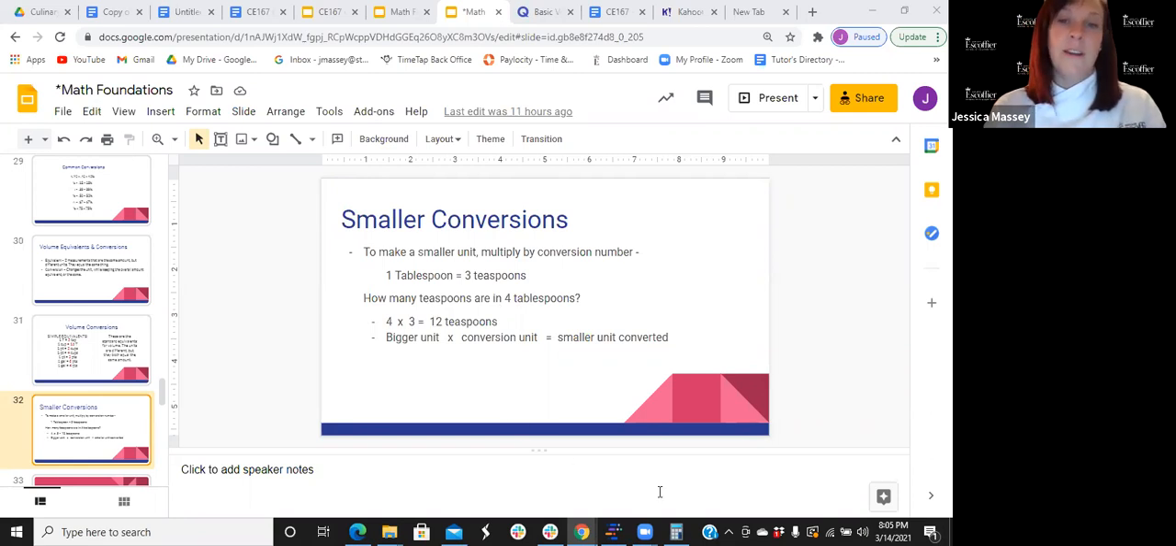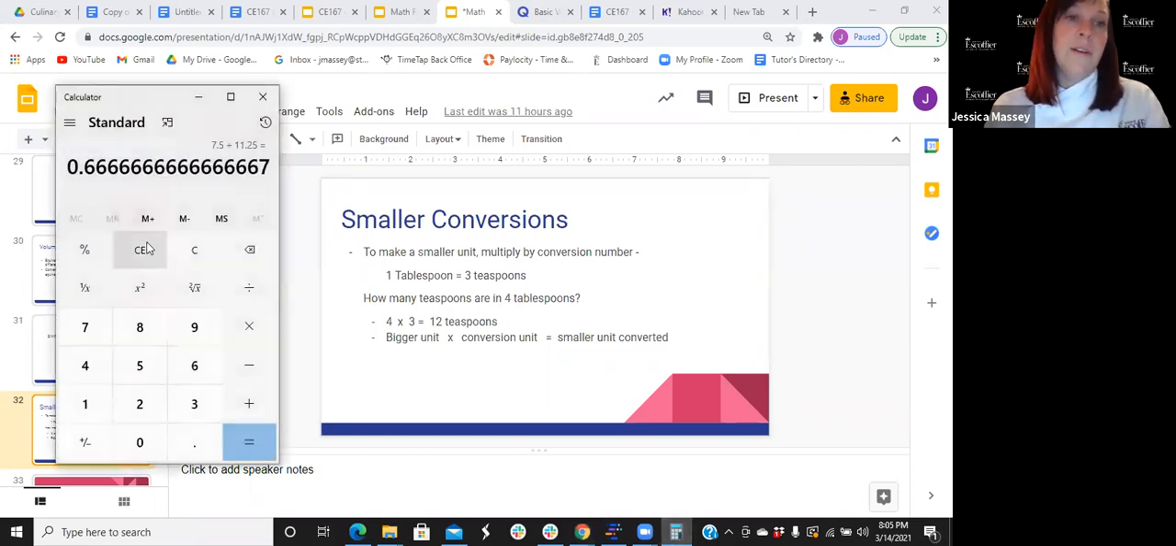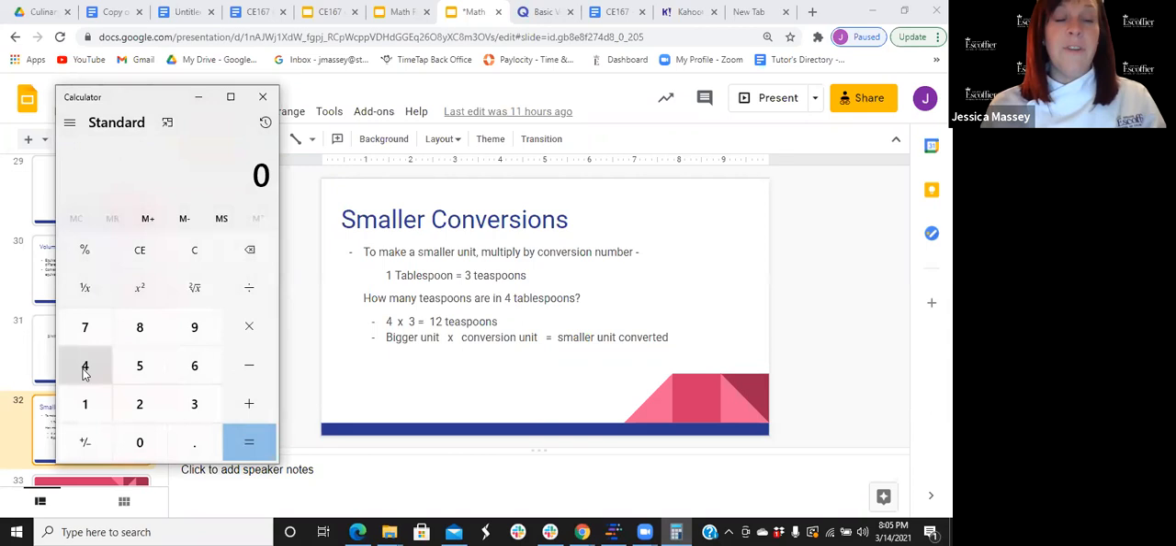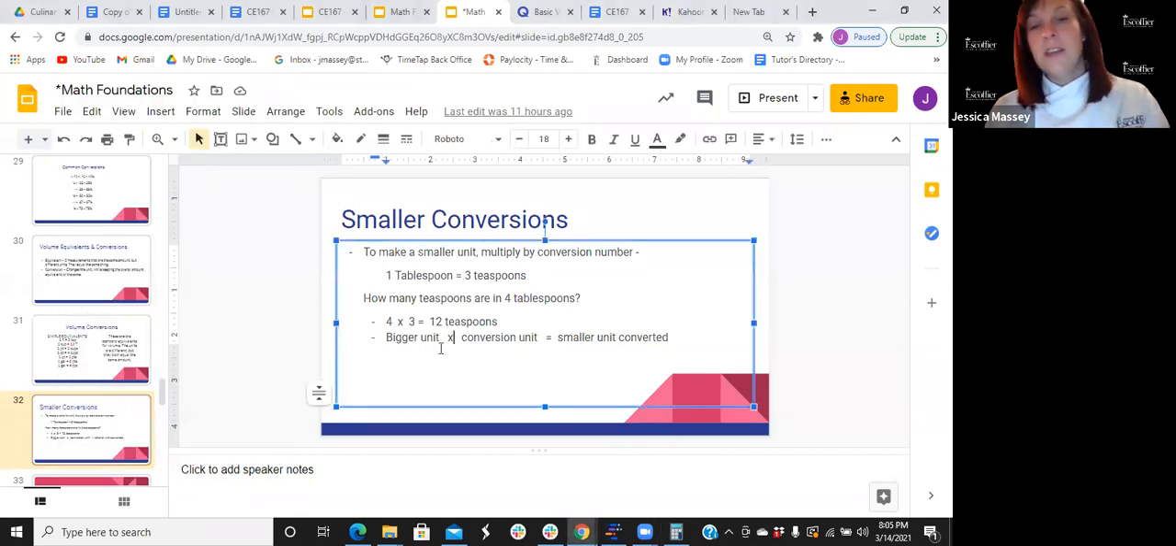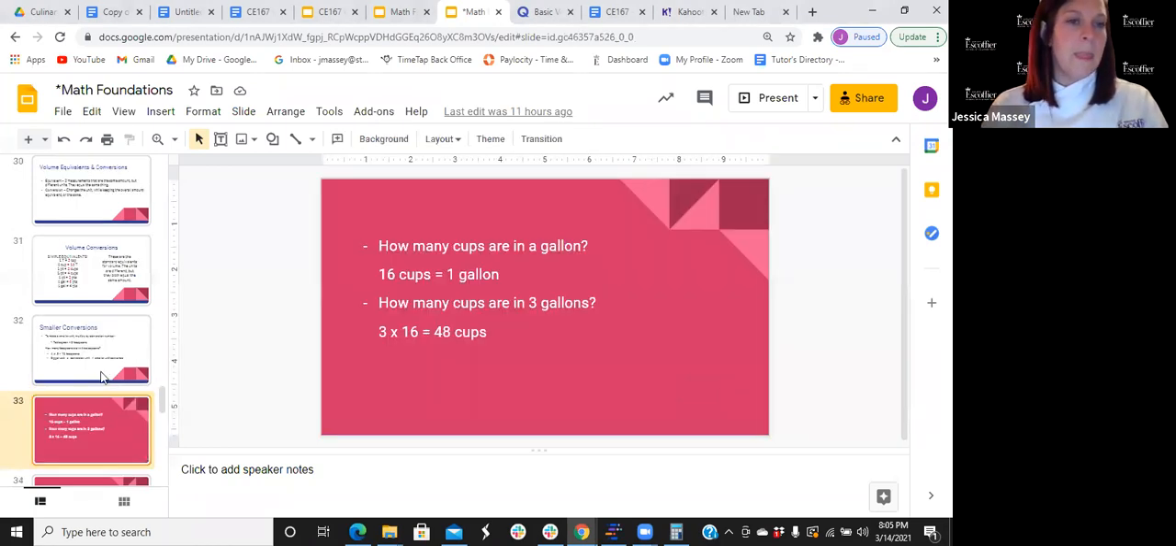Again, use your calculator. You have it in front of you, you have one on your phone. If you don't know the mental math, that is a-okay. That's what your calculator is for. So 4 times 3 equals 12 teaspoons. So you're always multiplying when you're going from one bigger unit to a smaller unit. I think I said that backwards. That's okay. So let's practice a couple.